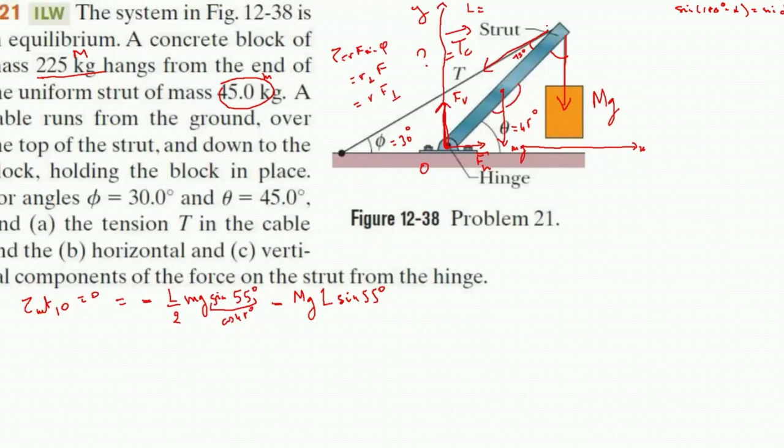So finally, I want now the torque of TC. So the torque of TC will be plus TC, of course, multiplied by L, multiplied by sine 15 degrees. And this should be equal to 0. So I know everything. My only unknown is TC.